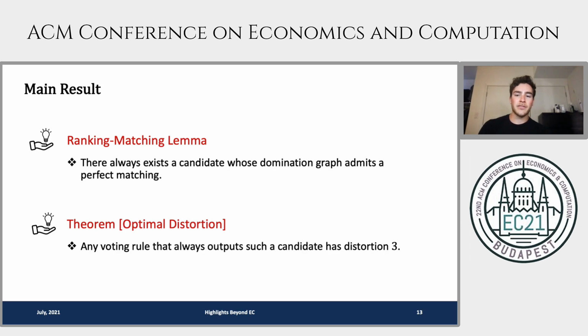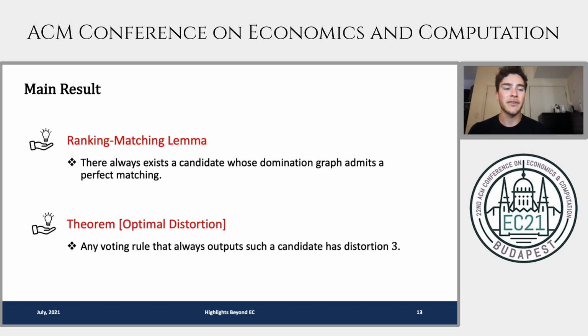So our two main results in this paper are that there always exists a candidate whose domination graph admits a perfect matching. And we can actually use this to show that any voting rule that always outputs such a candidate has distortion 3. So if you always pick a candidate with a perfect matching in their domination graph, they have this optimal distortion. So this ranking matching lemma is actually very surprisingly technical.